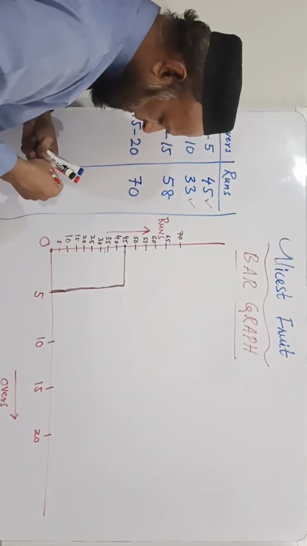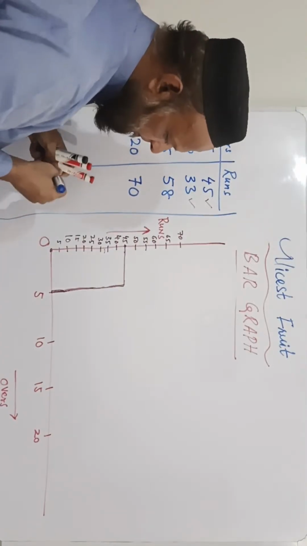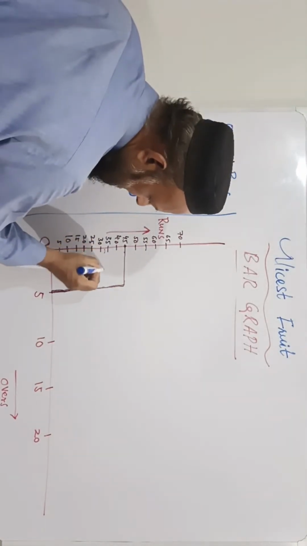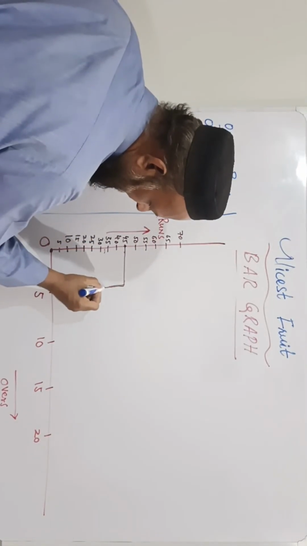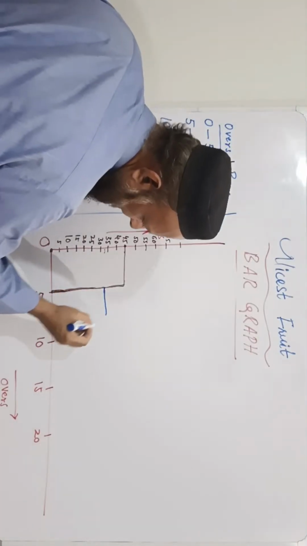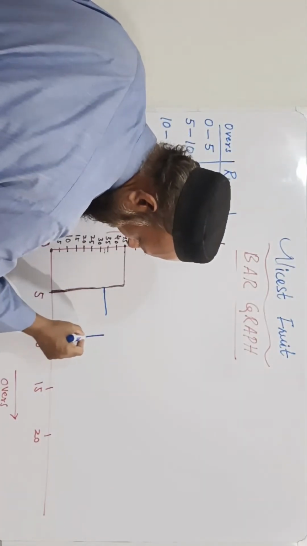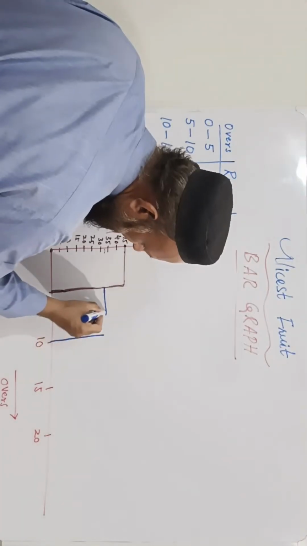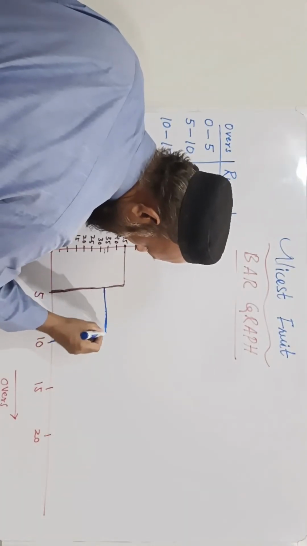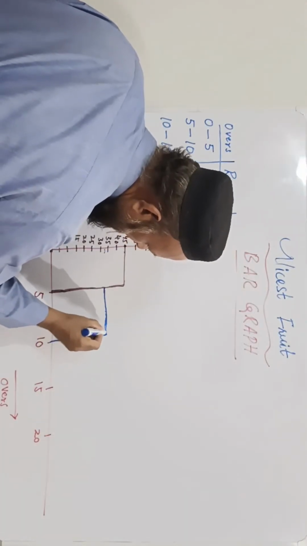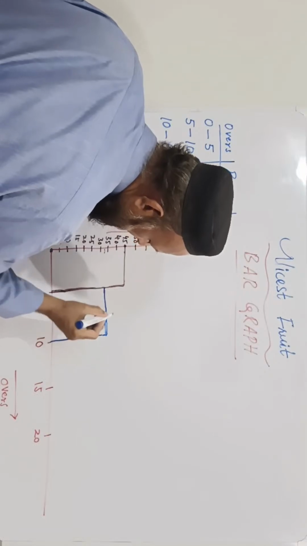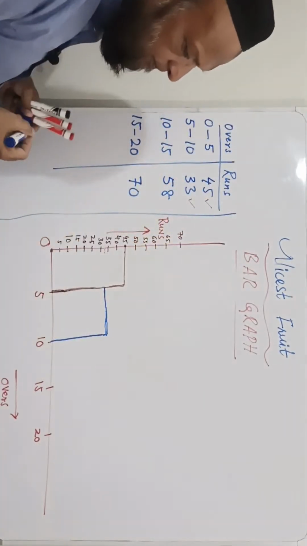Okay, move with this one. So this might lie over here. And this is 10. So join the two lines and get the result. This is the second bar.